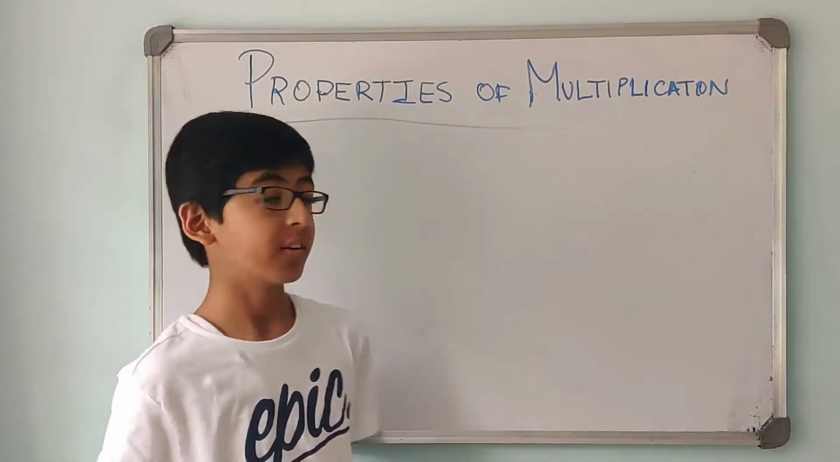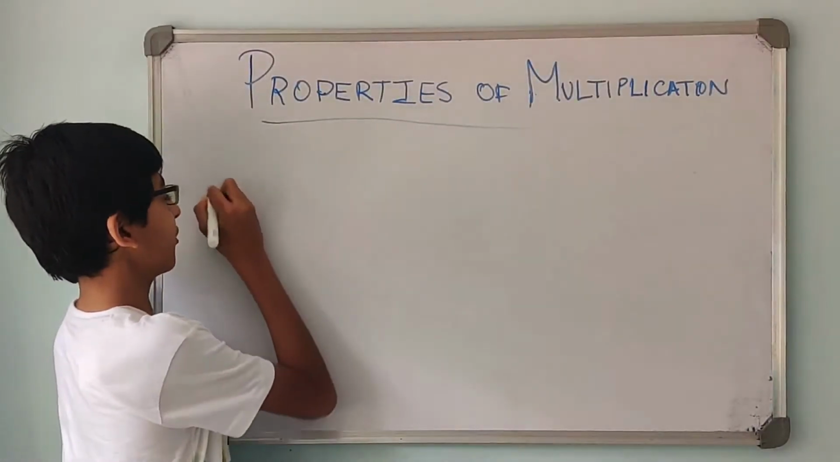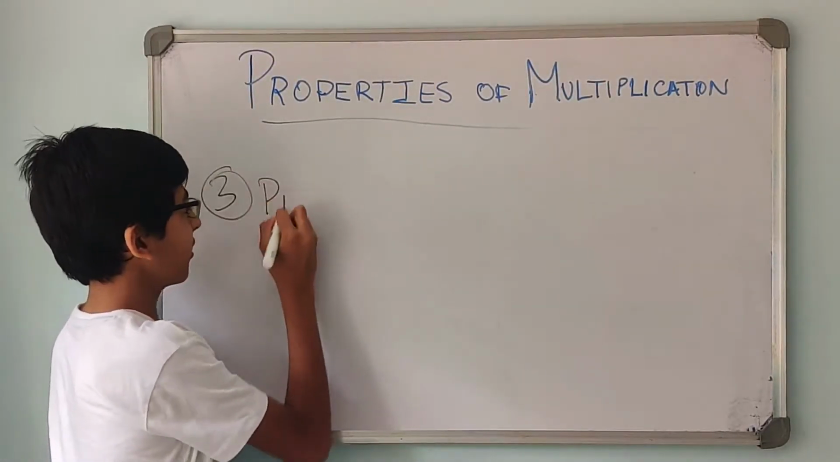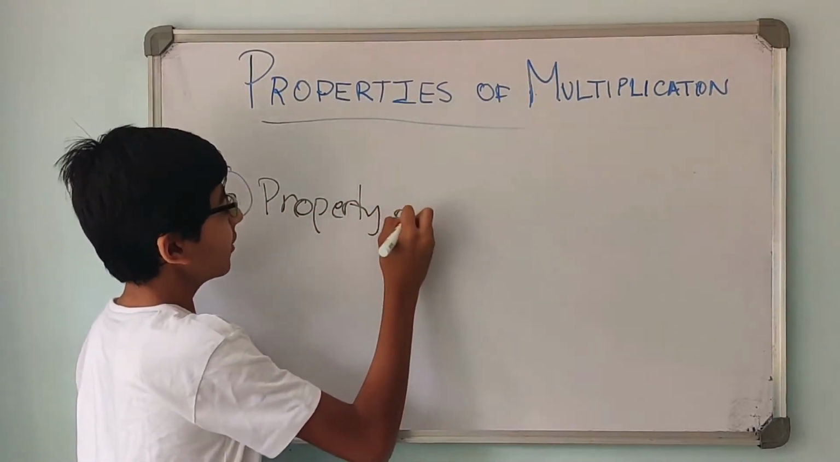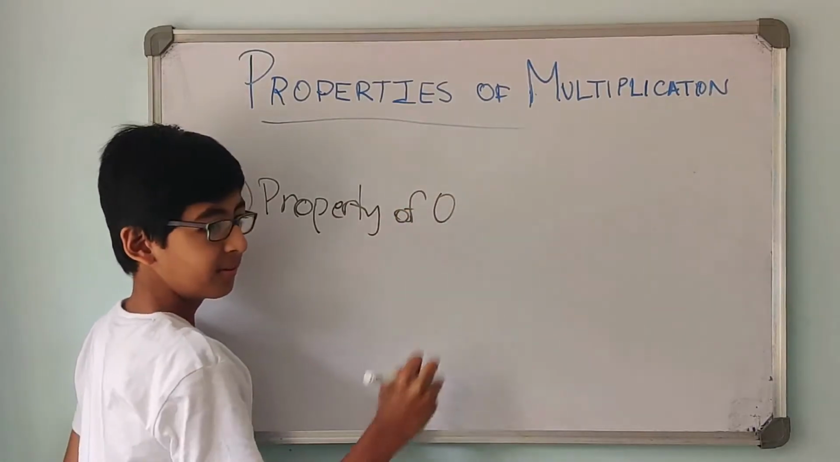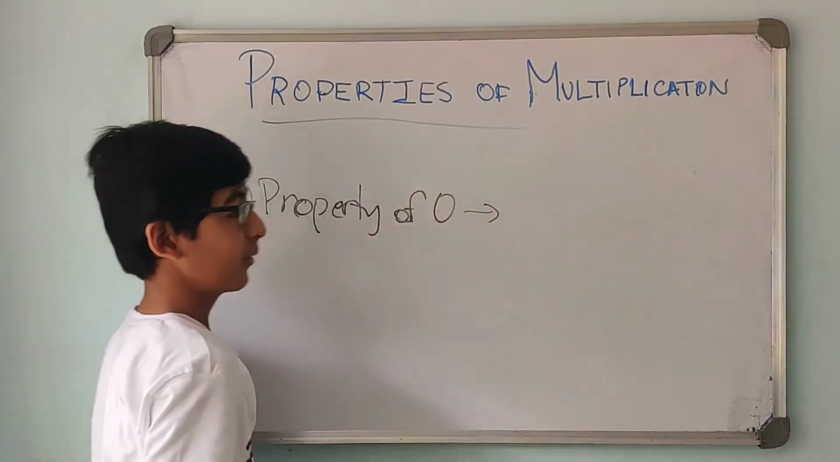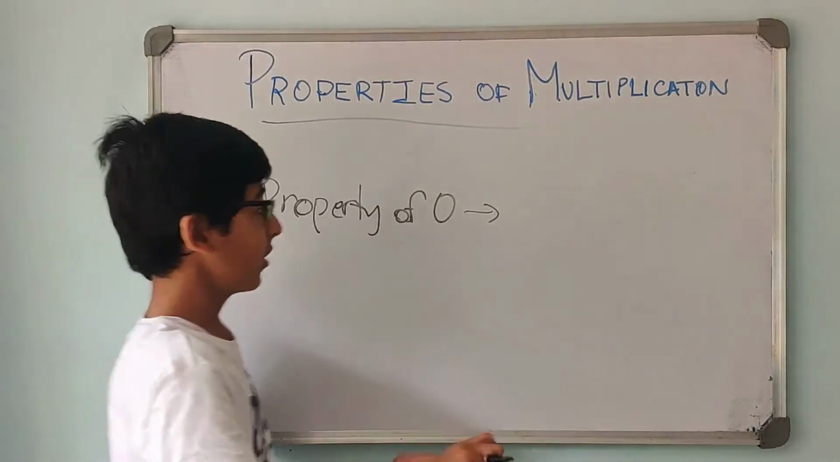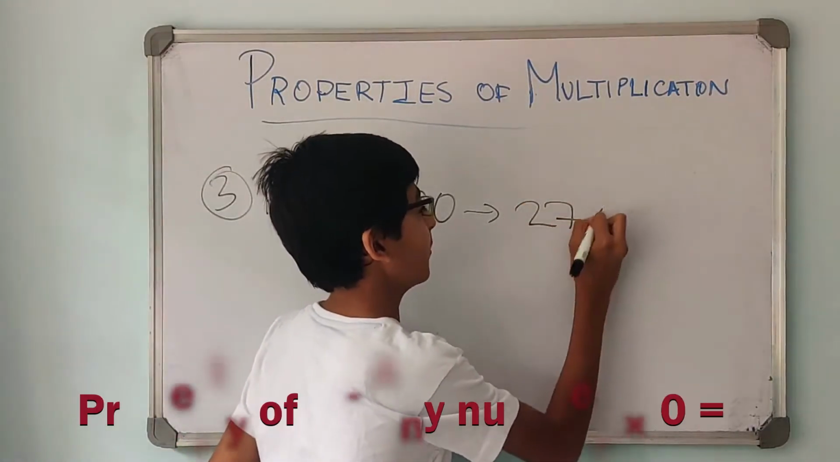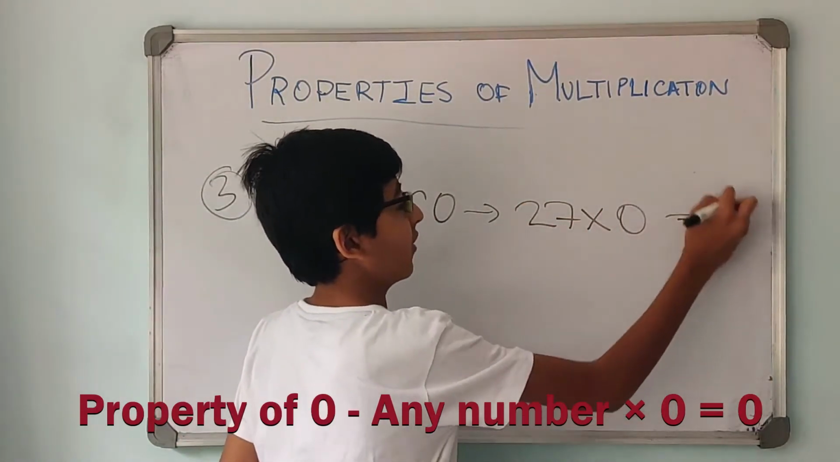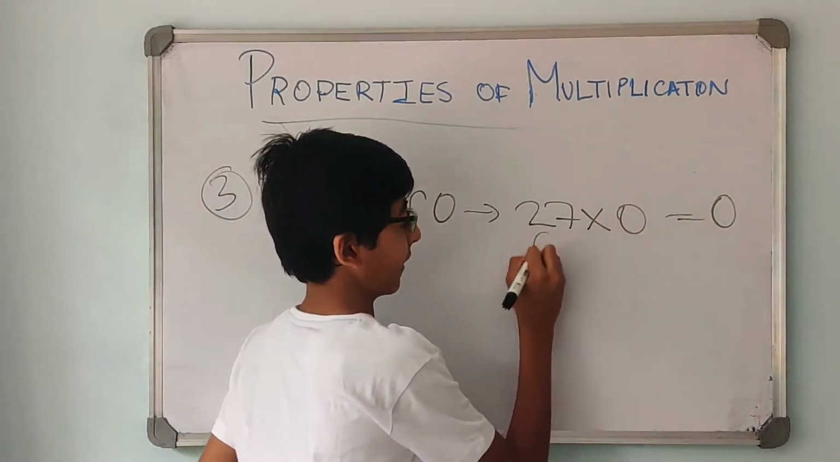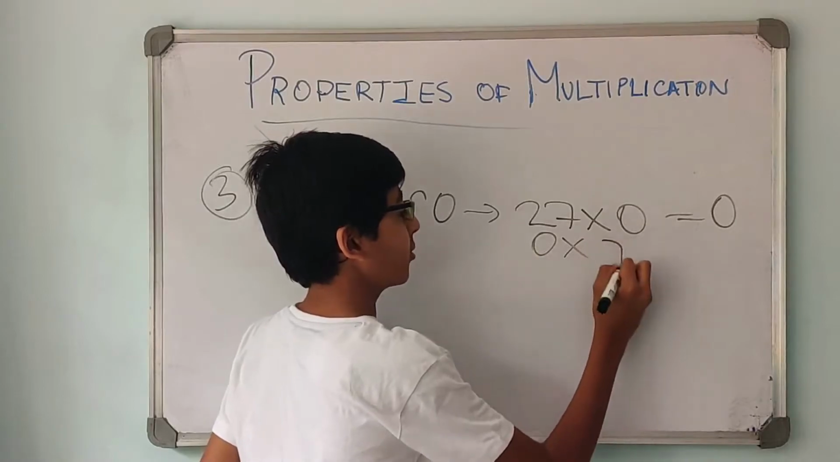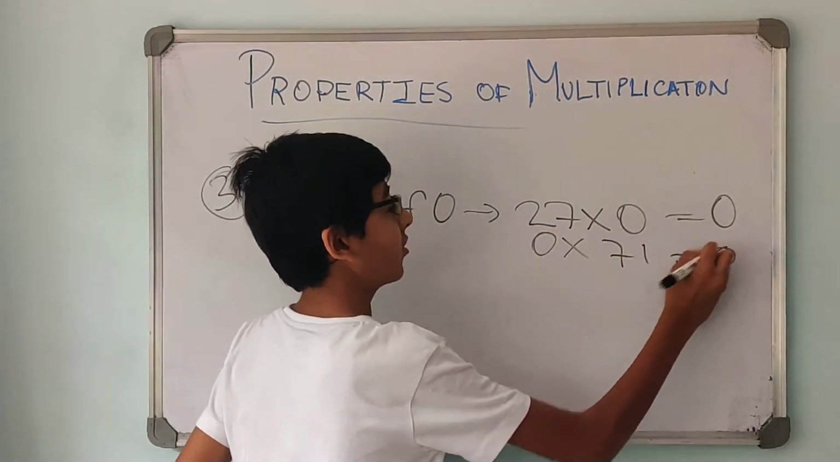Now let us learn the next property of multiplication. The next property is very simple. It is the property of 0. So, what is the property of 0? This states that any number multiplied by 0 gives us 0. We can even put the 0 as the multiplicand. Like 0 into 71 is also 0.